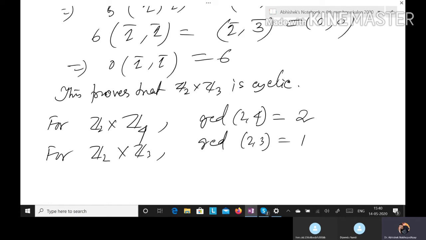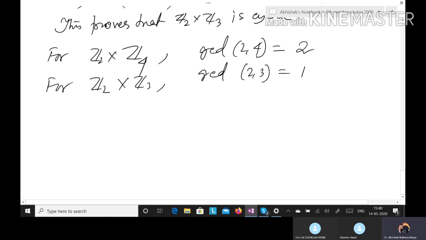So this is a property which the first example doesn't enjoy, but the second one enjoys. That is, GCD of 2 and 4 is 2, which is not equal to 1, but the GCD of 2 and 3 is 1. Maybe this property will make some difference between these two examples. And the answer is yes.